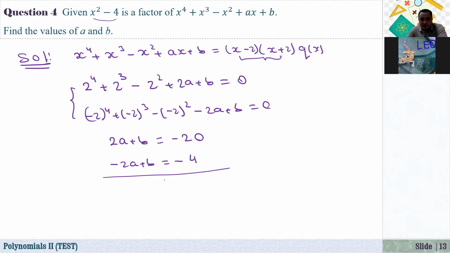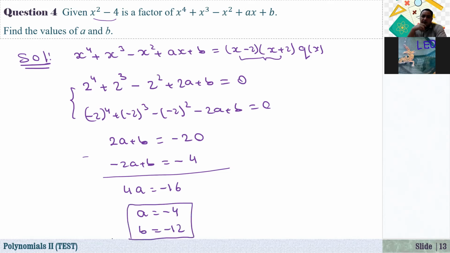Again, in a similar way, if you just subtract the second equation from the first one, 2a minus 2a, that's equal to 4a. Minus 20 minus minus 4 minus 16. So what is a? a equals negative 4. If a is equal to negative 4, it is 8, right? So b is equal to negative 12. So these are the answers. I mean, this is how we actually solve questions related to the factor theorem and the remainder theorem.